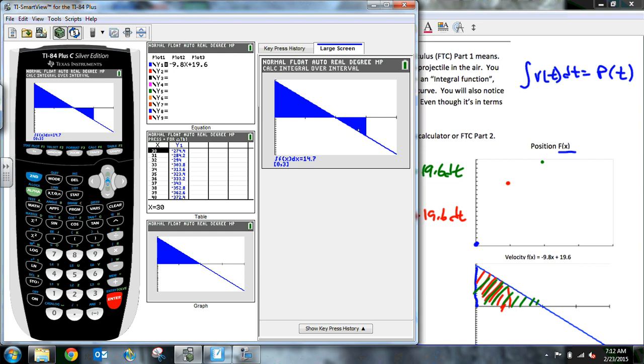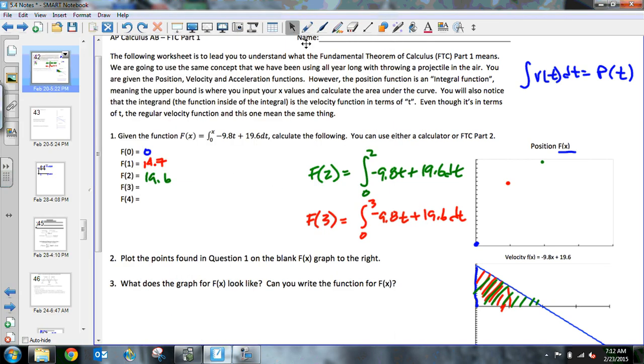Remember, this area here and this area here kind of cancel each other out. They add to 0 because this is negative and this is positive. So we end up getting a value of 14.7, and we get this point right here. Now the big question is, what's big F of 4? Big F of 4 is going to be the integral between 0 and 4 of negative 9.8 t plus 19.6 dt.